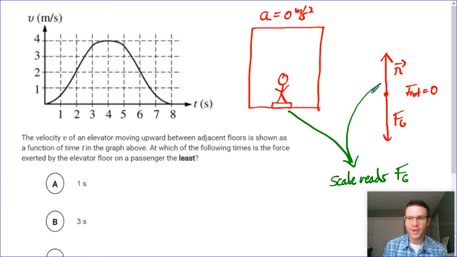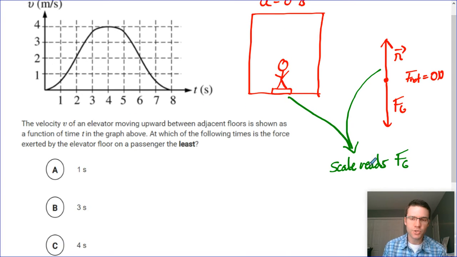But this is not correct because if F net is going to be 0 newtons, then the normal force has to be equal to the force of gravity. And the scale is going to read Fg. It's not going to be the least. It's going to have a relatively high reading.